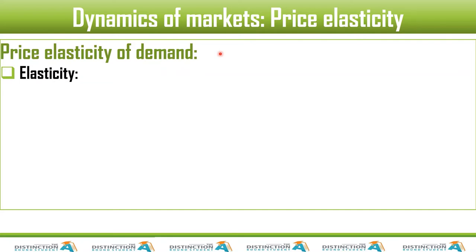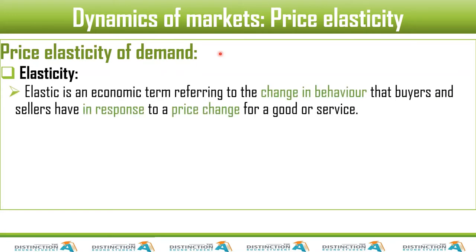Okay, so let's have a look at what elasticity is. So with economics, how does it apply? Well, elastic is an economic term referring to the change in behavior that buyers and sellers have in response to the price change for a good or service. So that means when something is done to the price of a good, how does that good respond? Just like what we are saying, if you put pressure on a rubber band, how does it respond? So the term is coming from the fact that how responsive is quantity demanded if there is a change in price of that particular good.